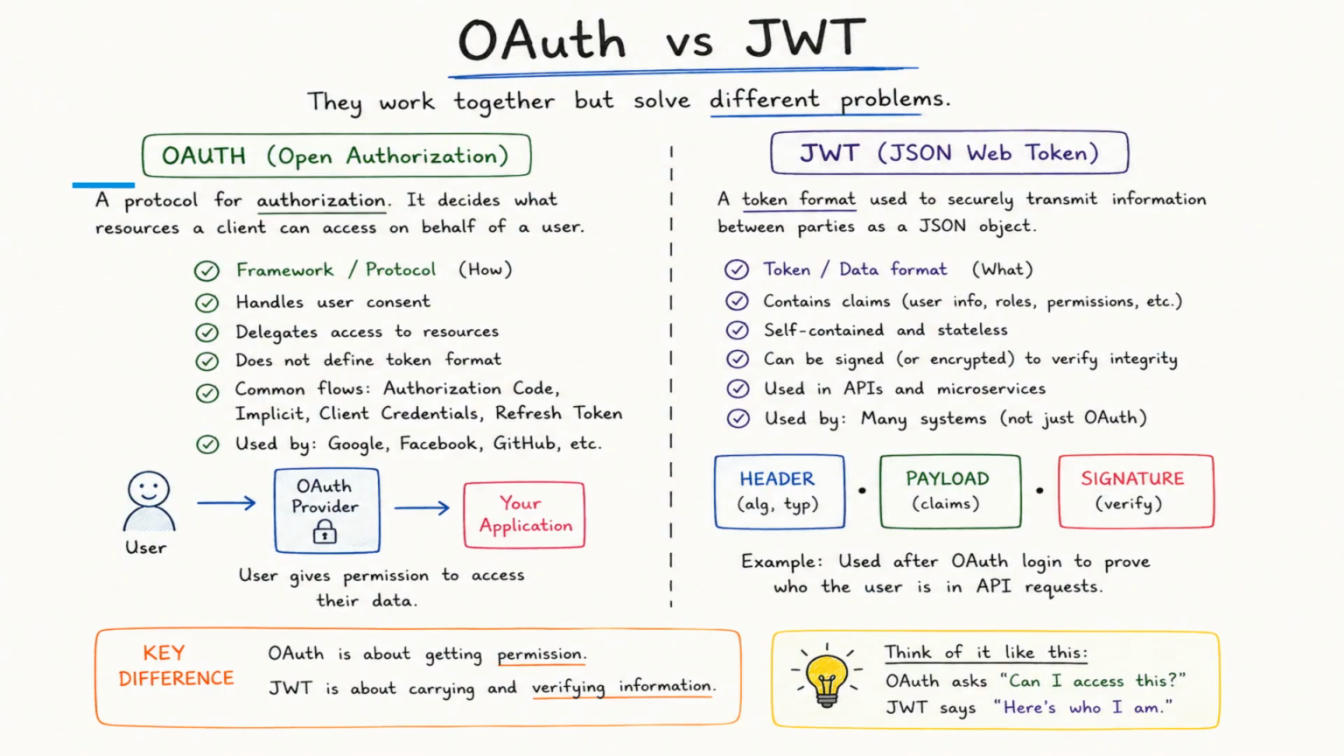At this point, you might be wondering whether OAuth and JWT are the same thing. Although they are often used together, they serve different purposes. As this slide shows, OAuth is an authorization framework that determines what a client is allowed to access on behalf of a user. JWT, on the other hand, is simply a token format used to securely carry information, such as user identity and permissions. The comparison highlights their roles, common use cases, and key differences. The takeaway is that OAuth manages access, while JWT carries verified information, making them complementary technologies in modern API security.